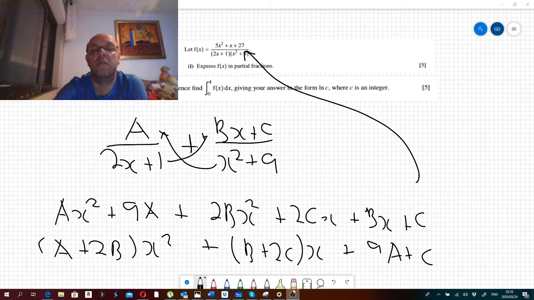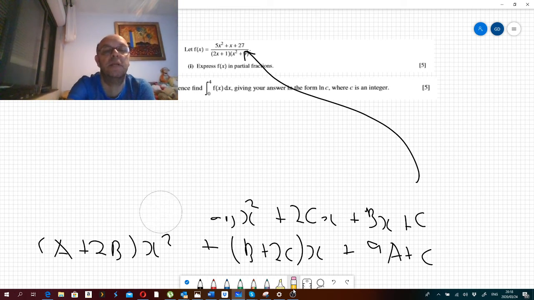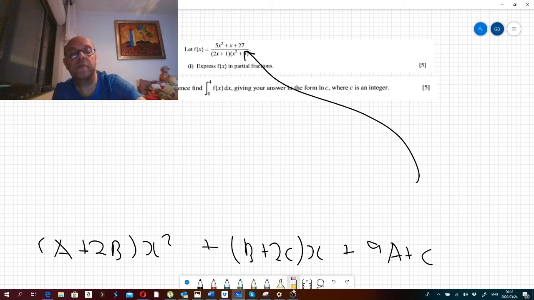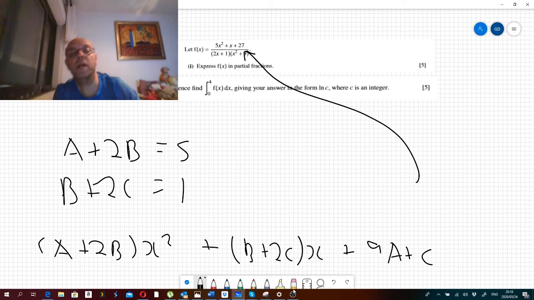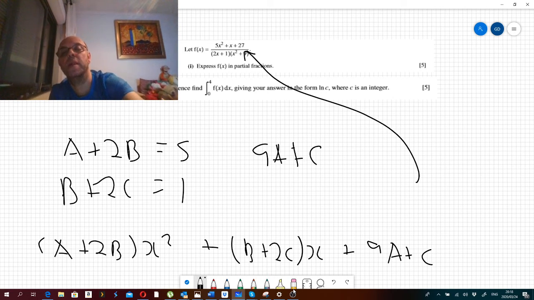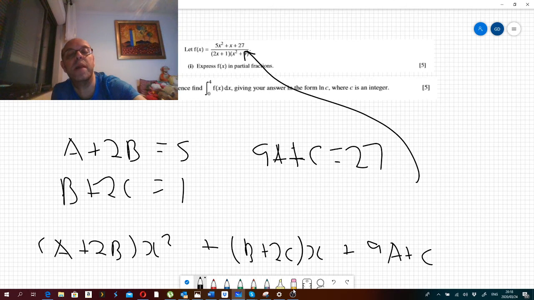So I'm going to write those over here. Let's just erase everything else that we don't need. Right. So A plus 2b equals 5, b plus 2c equals 1, and 9A plus c equals 27. There are my 3 equations. We've got 3 unknowns, so we want to solve for A, B and C. I'll start with b plus 2c and write that b equals 1 minus 2c.